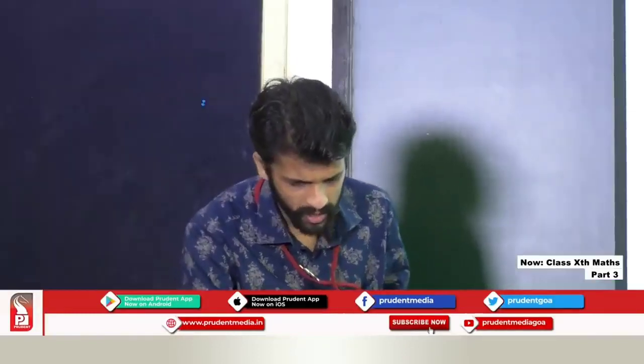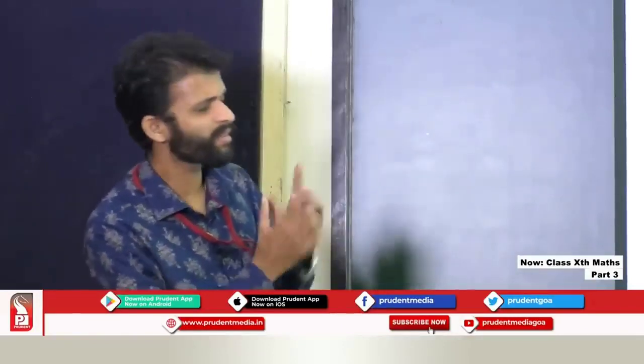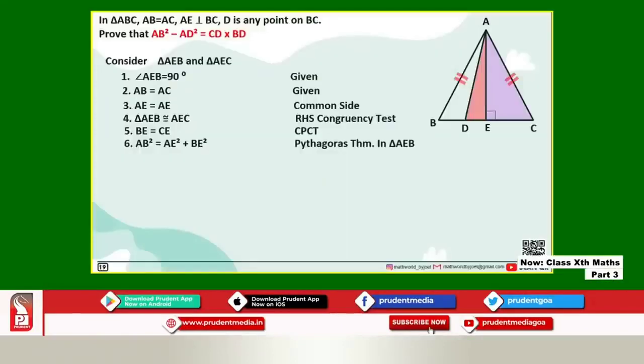Okay. Next is we are going to look at that red color triangle and try to write Pythagoras theorem for that triangle as well. So that would be something like this. Okay, so I have AD square, which is the hypotenuse for that red color triangle, is equal to AE square plus DE square. Now if you look at step number 6 and step number 7, there's a side which is AE common, right?